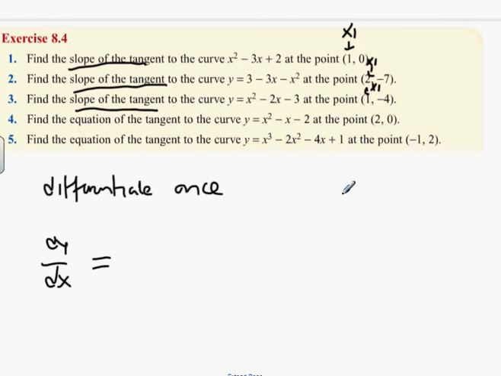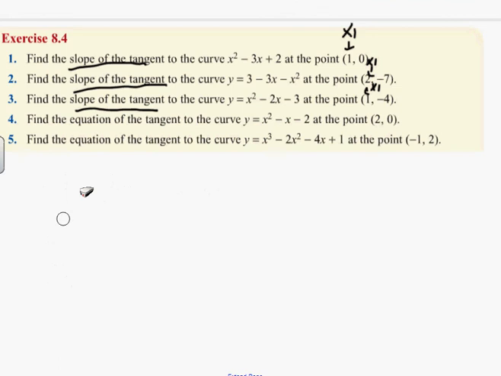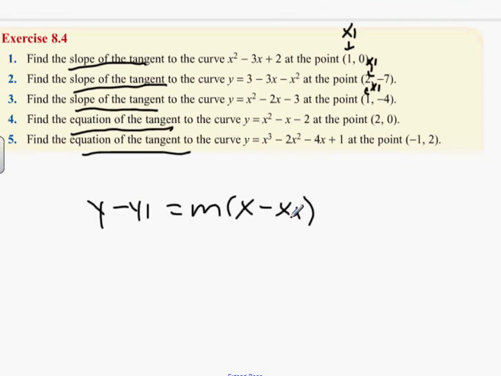Do you understand the slope of the line? The difference between questions 1 to 3 and 4 to 5 is this. In questions 4 and 5, you're expected to get the equation of a line. The equation of a line is y minus y1 equals m into x minus x1. For questions 4 and 5, you differentiate once, you substitute in x equals 2, and you find out what the slope is. Once you find out what the slope is, you replace the slope in for m. You use x1 is 2, y1 is 0.